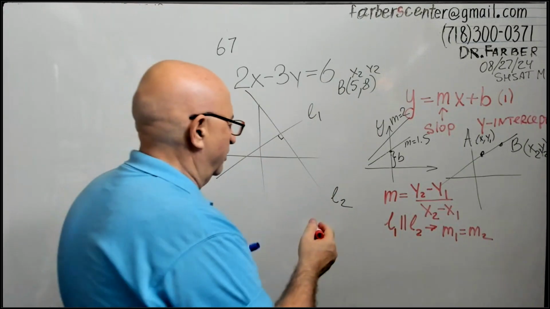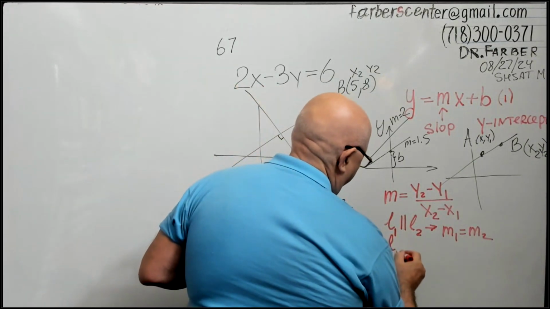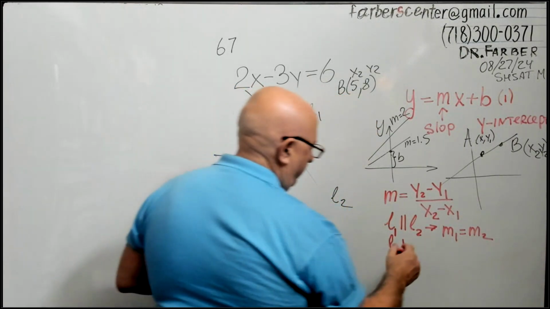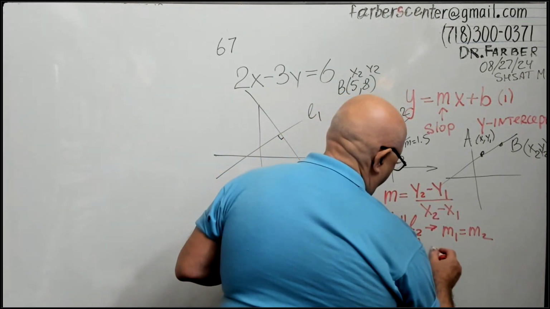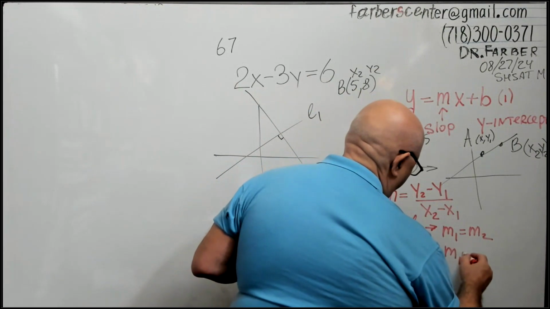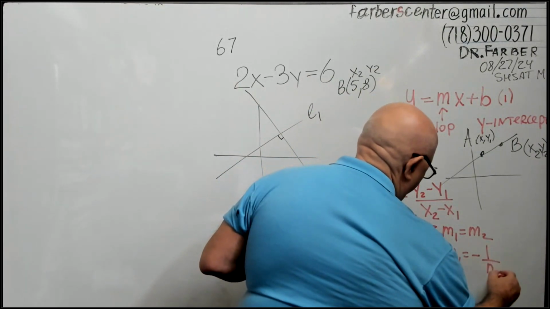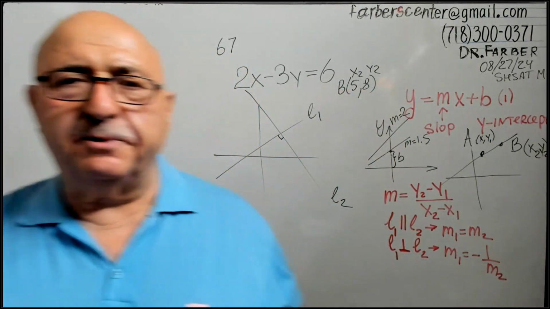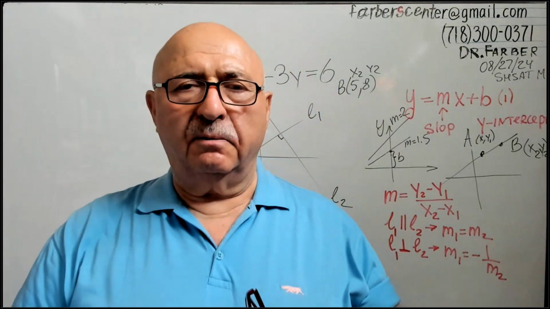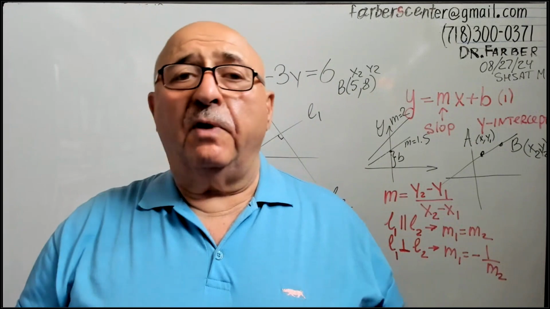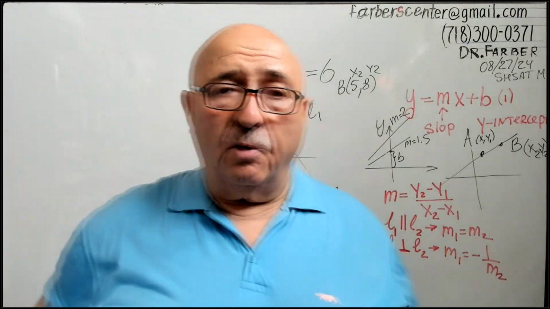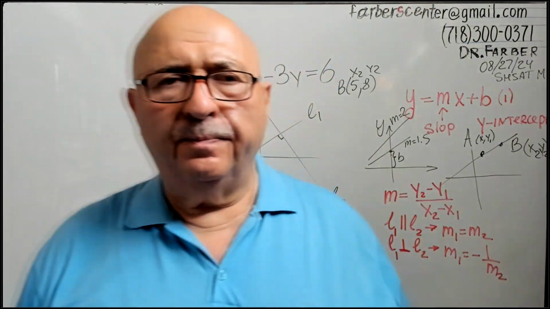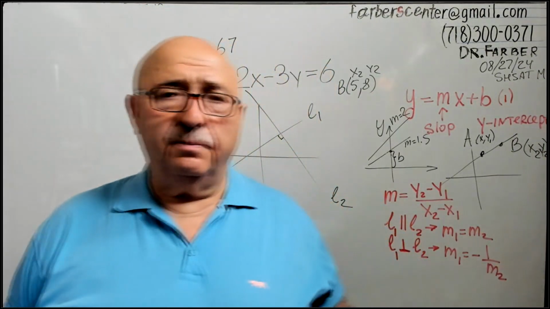When two lines are perpendicular, line 1 is perpendicular to line L2 when m1 equals -1 over m2. In math, we name it negative reciprocal. You put it upside down and put a minus in front. Easy. And vice versa, if two slopes are negative reciprocals, upside down, then the two lines are perpendicular.